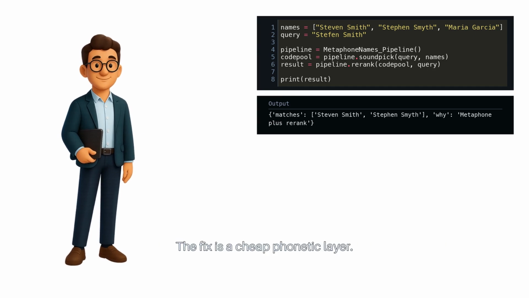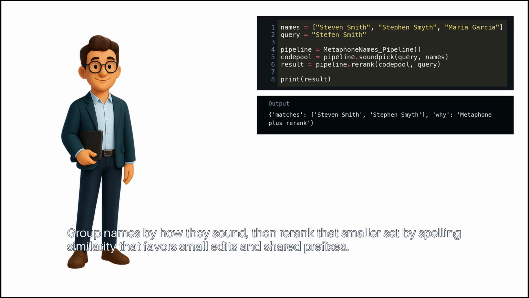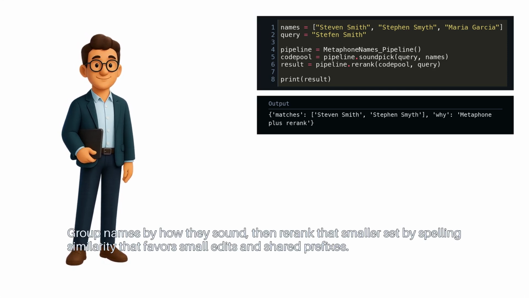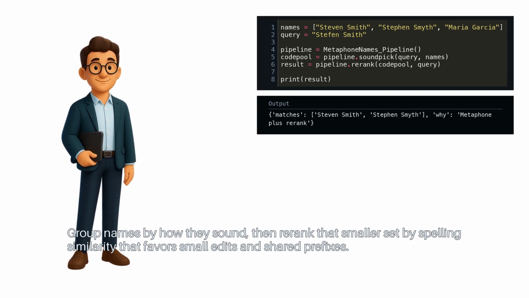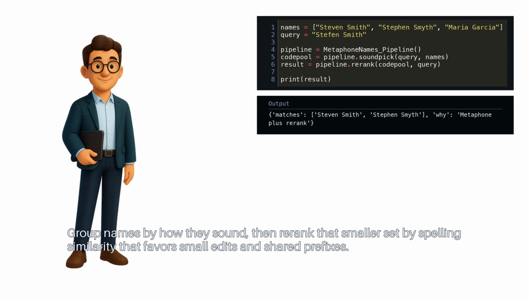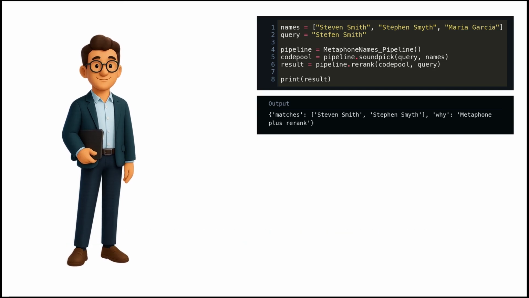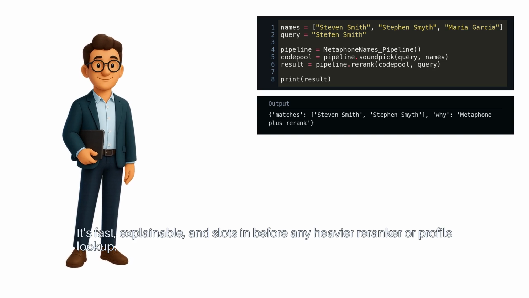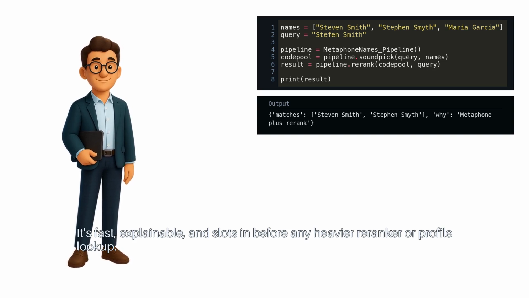The fix is a cheap phonetic layer. Group names by how they sound, then re-rank that smaller set by spelling similarity that favors small edits and shared prefixes. It's fast, explainable, and slots in before any heavier re-ranker or profile lookup.